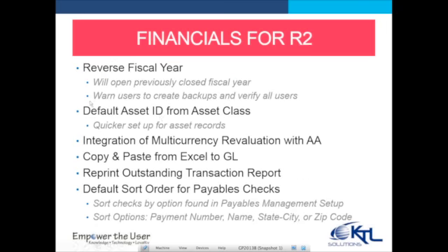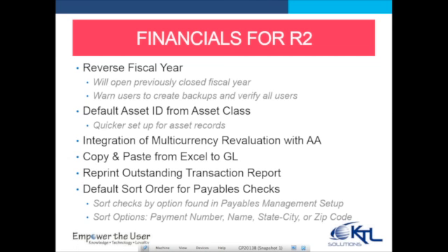So just a little bit more on the financials here. Reverse the fiscal year. Talked about that a little bit here. When RTM was released, you could default the asset ID globally. Turn that on. So just include the asset ID. They've enhanced that for R2. So you can have different asset ID groups based off of the asset class.